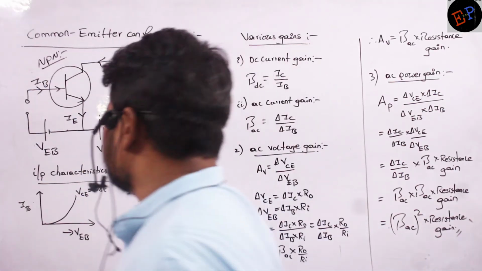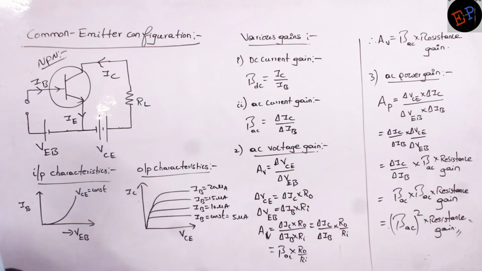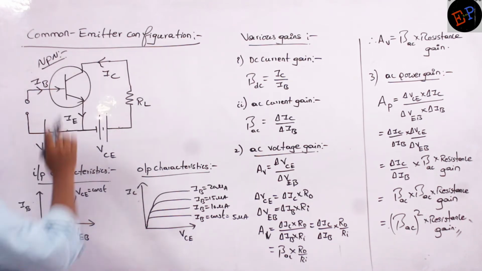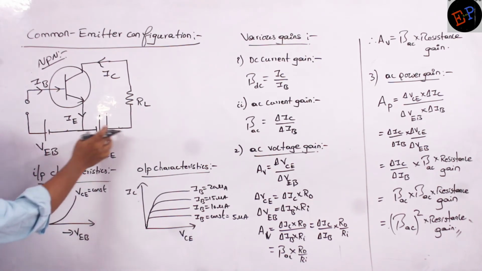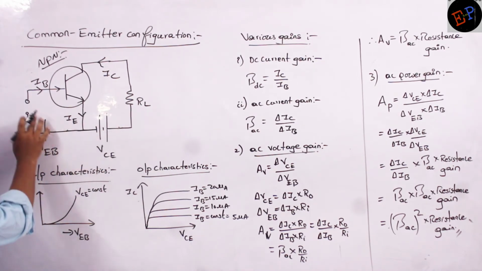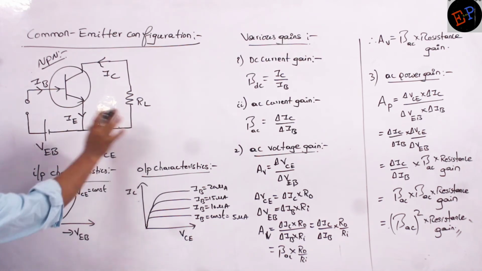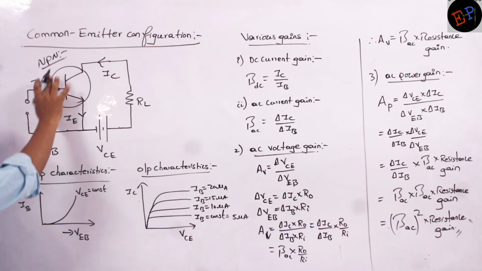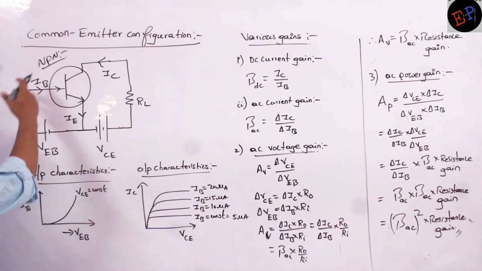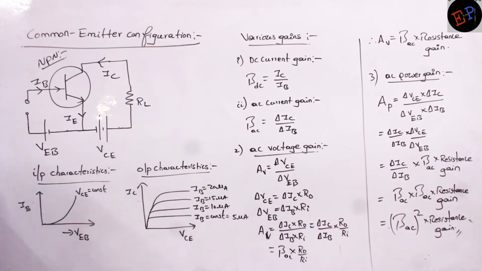Now see. We are now studying the second type of configuration, which is called common emitter. See here, the emitter is connected common to input and output. Clear? The emitter is common to input and also common to output. So this is an NPN transistor, and therefore these are the directions of the current. I hope you can understand.